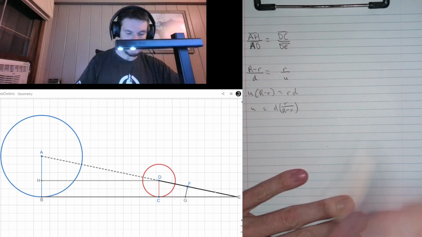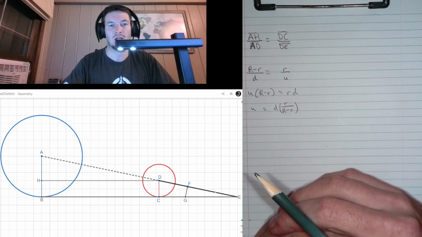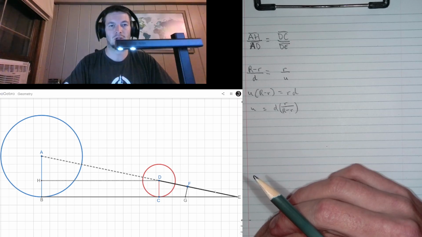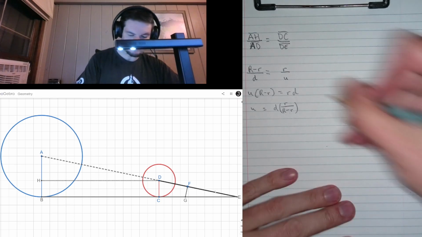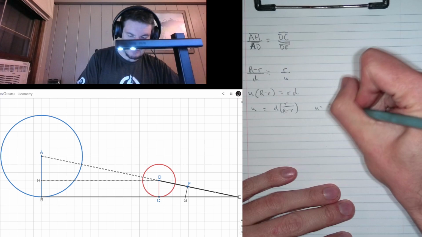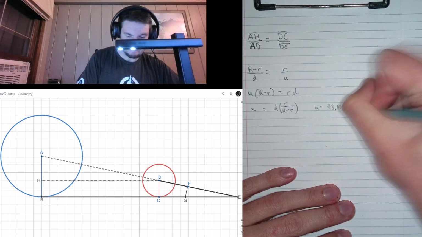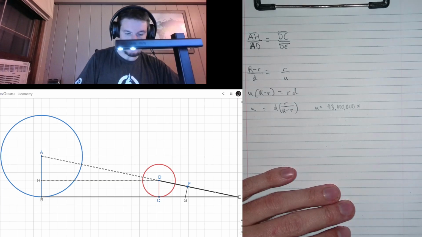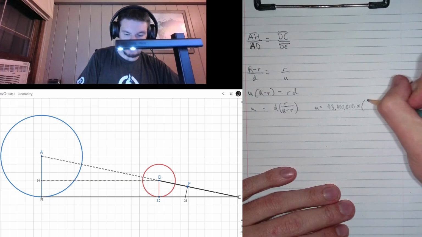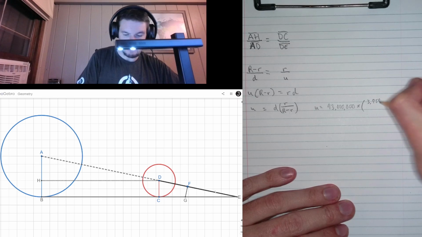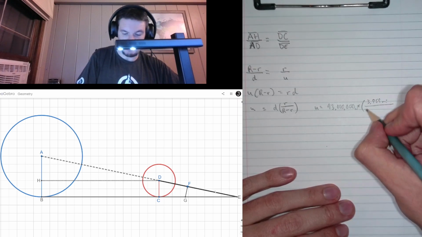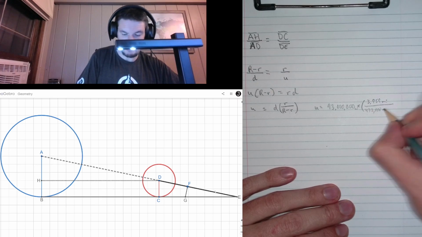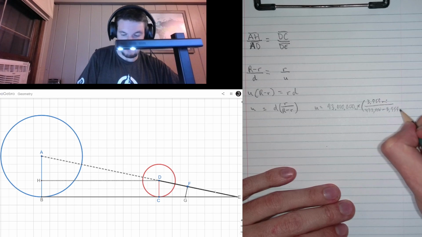So for example, if I wanted to determine the length of the umbra of the earth, given a value of 93 million miles between the two, that would be U equals 93 million, multiplying that by the radius of the Earth, which we'll say is 3,959 miles, over the difference of the larger radius, which is the sun's, 432,000 minus 3,959.